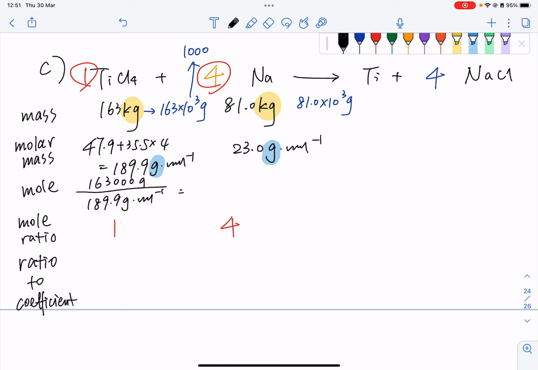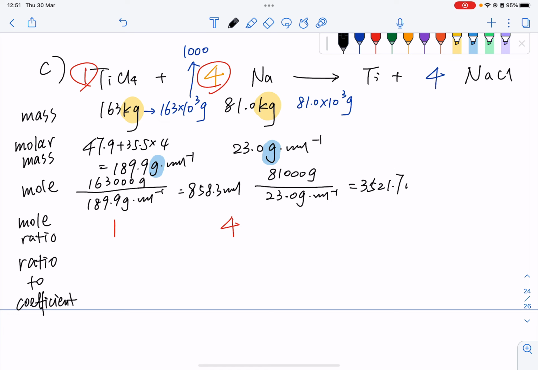What should be the answer? This one is 858.3 moles. Similarly here, it will be 1,000 grams divided by 23.0 grams per mole. The answer here is 3,521.7 moles, right? So, and then let's do the ratio to coefficient.